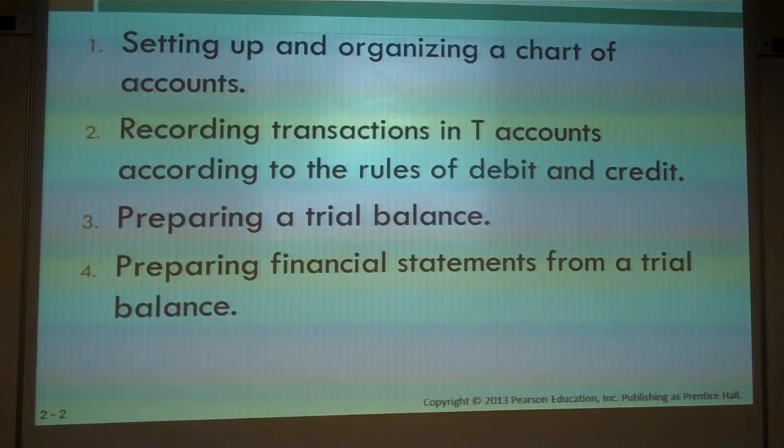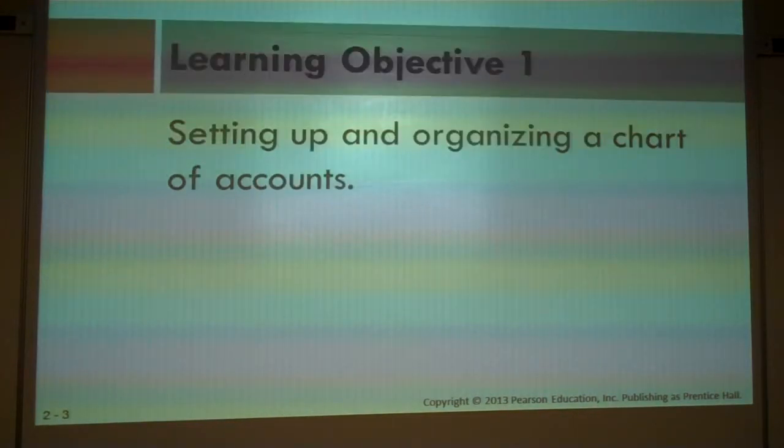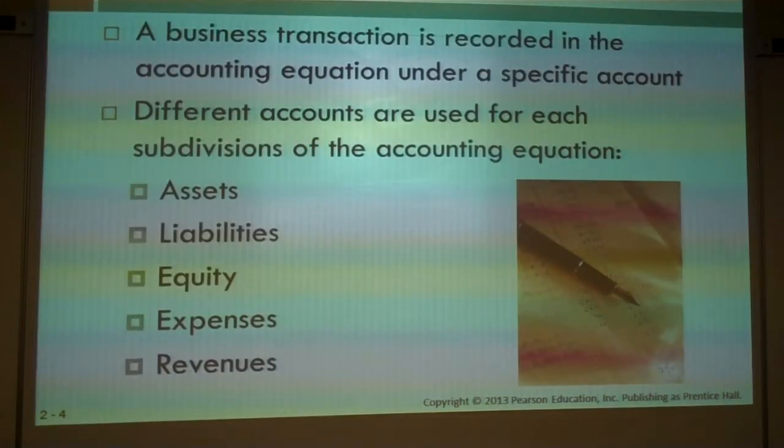Here's the things that we're going to cover in the chapter. We're going to have a source document for every transaction that occurs in the business. That transaction is going to be recorded using the accounting equation under whatever specific account we have. The categories we said that we have so far are assets.